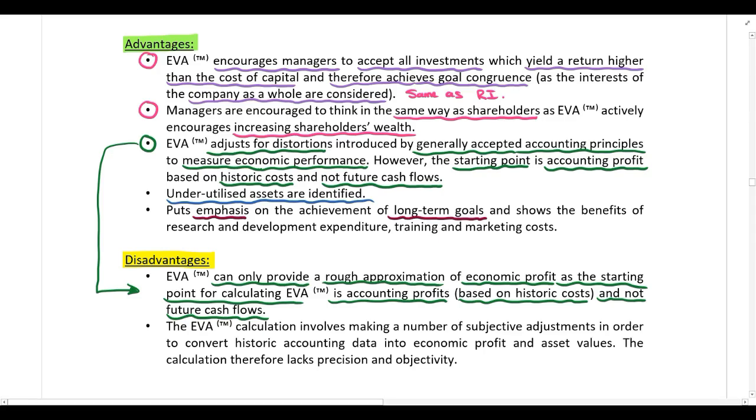And EVA overcomes that disadvantage because where we have costs that are beneficial to the company in the long term, we don't expense all of those costs in 1 year. We capitalize the costs and we expense them over the period that we expect to receive the benefit. So managers are encouraged to incur these costs that will be beneficial to the company in the long term. So in other words, where we have research and development costs, training costs, and marketing costs.